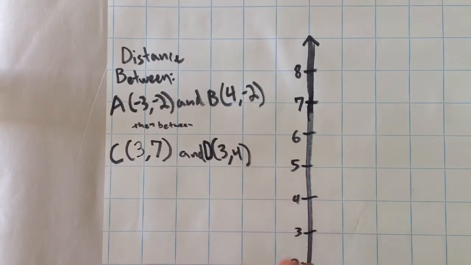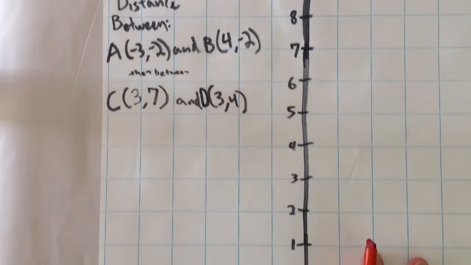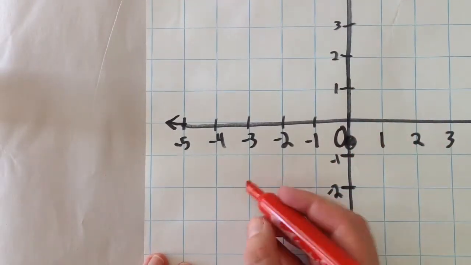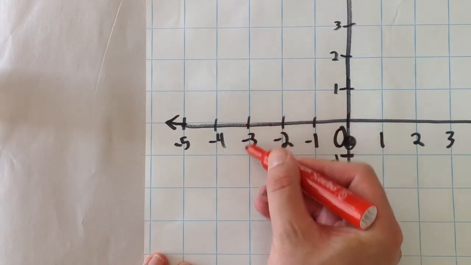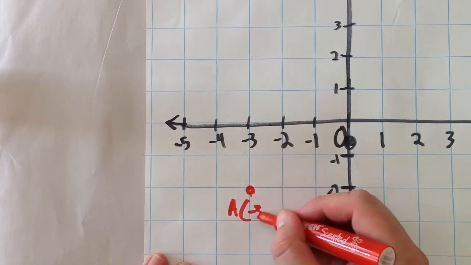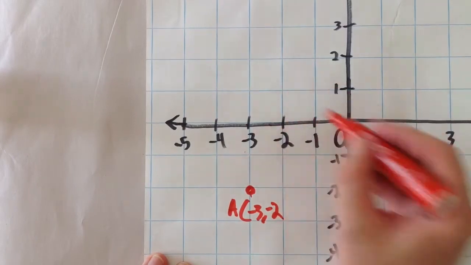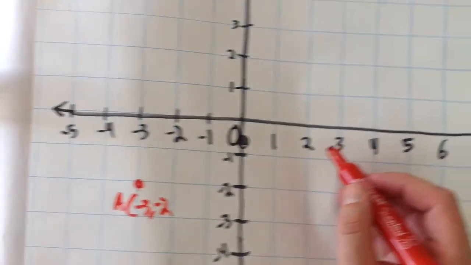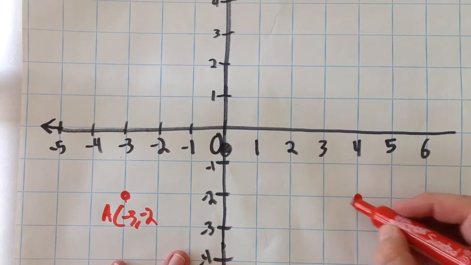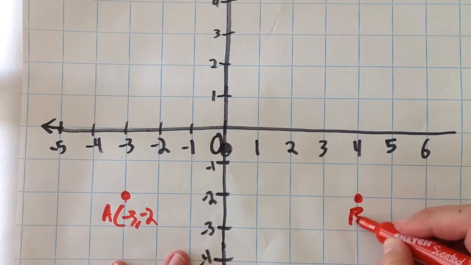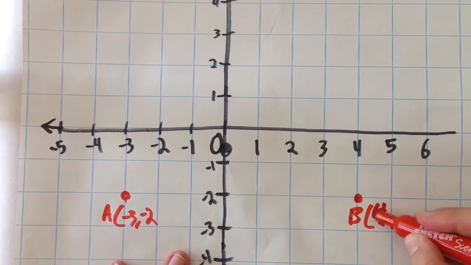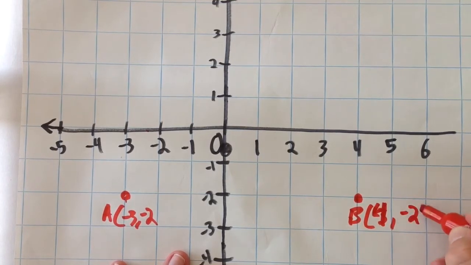We'll find the distance between A and B, and then points C and D. My x-coordinate for point A is -3, and my y-coordinate is -2. So -3 is over here, and then I'll move down to -2 for the y value. There's point A. Point B is +4, -2. So 4 steps to +4, and then down 2 for -2. That's point B.